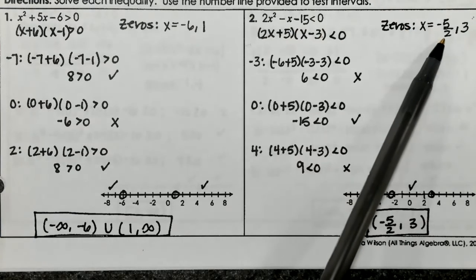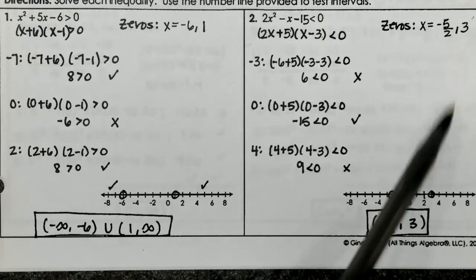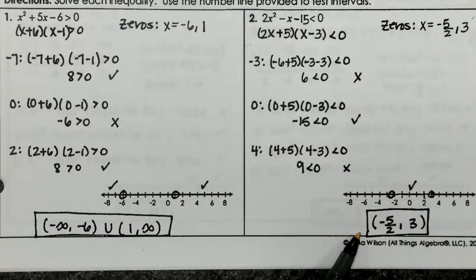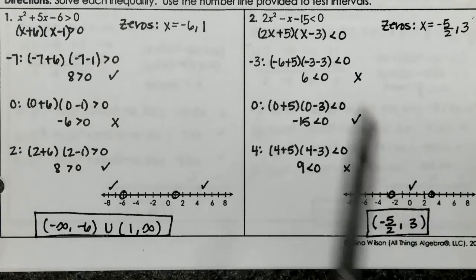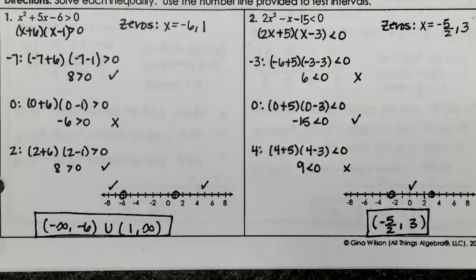So our zeros are -5/2 and 3. So when we come down here and plot them on the number line, we have -5/2 and +3. Open circles because it's less than or greater than, not less than or equal to, or greater than or equal to.